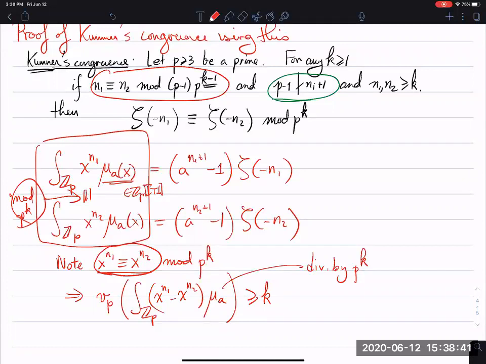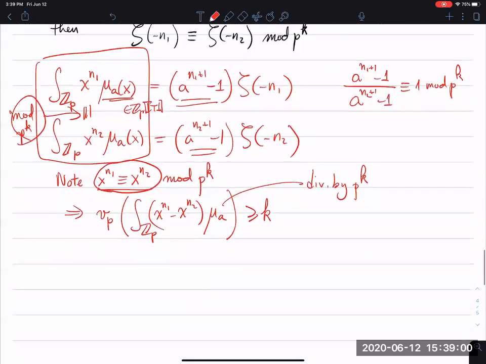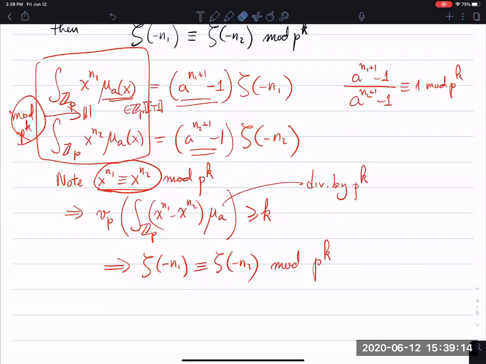On the other hand, it's not that difficult to show that the ratio of these two is also congruent to 1 mod p to the k. So introducing this a doesn't really interfere with the congruence you want to prove. Having these two together, you deduce that zeta of negative n1 is congruent to zeta of negative n2 mod p to the k. And also, I should say this is not divisible by p. This is also used here.